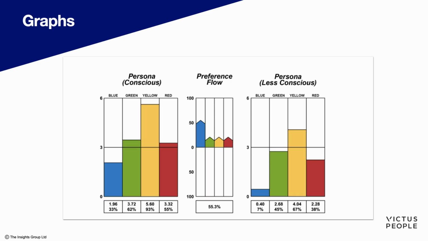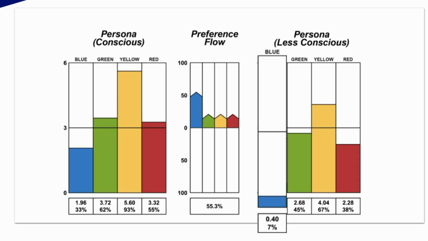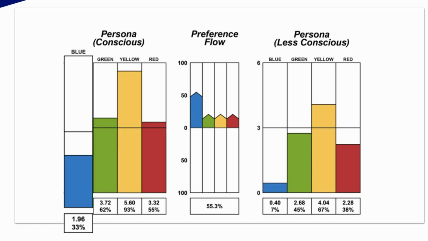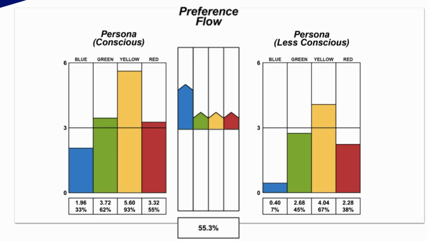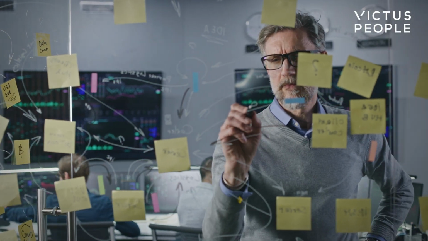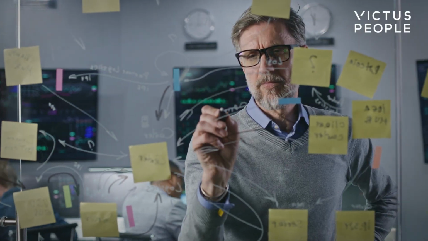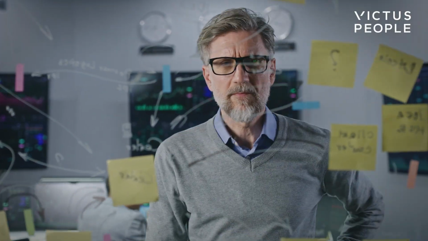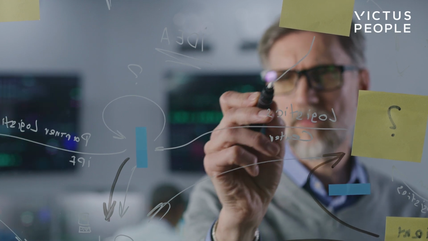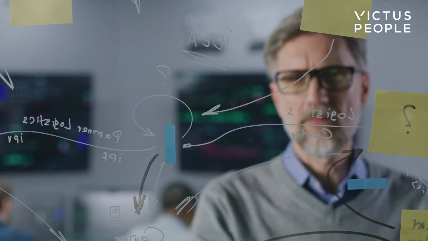For example, if you look at this graph, this person's cool blue in the less conscious graph is 7%, but in the conscious graph, it is 33%. And that's why you see the spike in the cool blue energy in the preference flow. That's the effort this person is dialing up to be more conscious or to be more intentional in their use of cool blue energy. Maybe this person needs to be more task focused and detail oriented in their current situation.